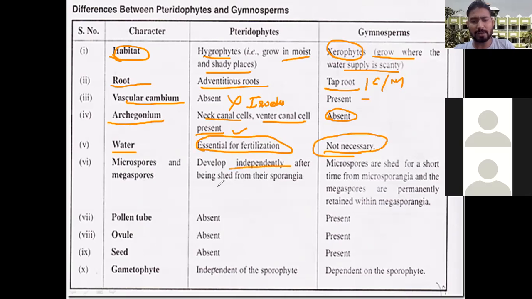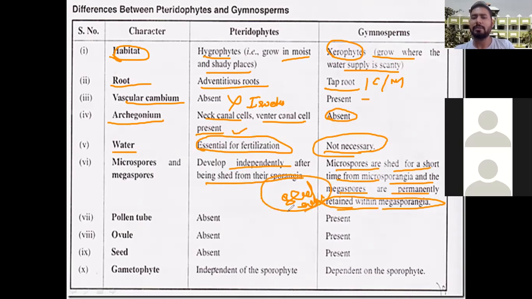Microspore and megaspore develop independently after being formed from their sporangia. Microspores are shed from the microsporangia, and the megaspore is permanently retained within the megasporangium, which represents the seed habit. So seed habit was first initiated in the gymnosperms. Pollen tube absent in pteridophytes, present in gymnosperms. Ovule absent, no seed, seedless versus seeded. Seed absent versus present.